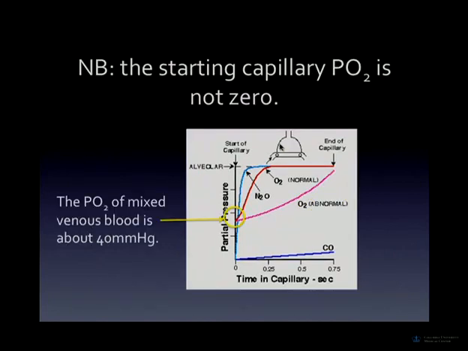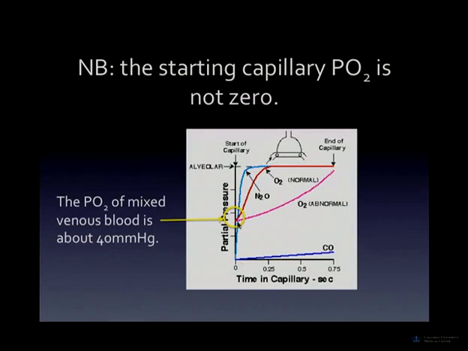So two points. The first, with carbon monoxide and nitrous oxide, our starting point was 0. But the blood returning to the heart already has oxygen in it. Your mixed venous blood already has a partial pressure of 40. So that's why your curves start there.